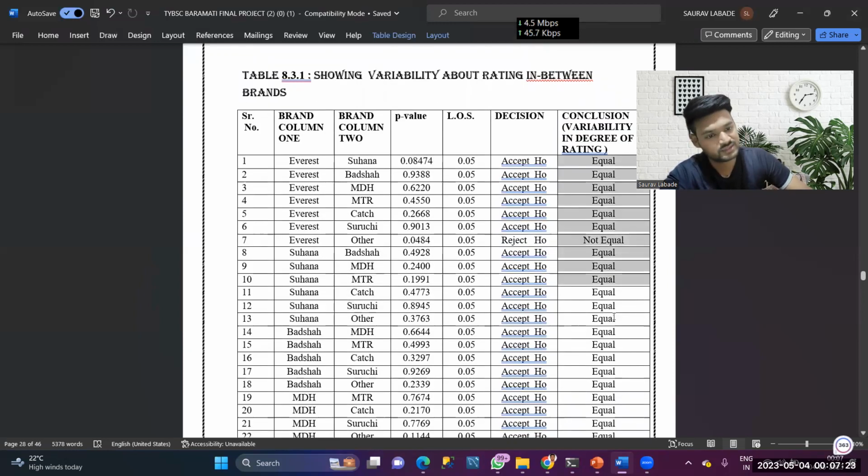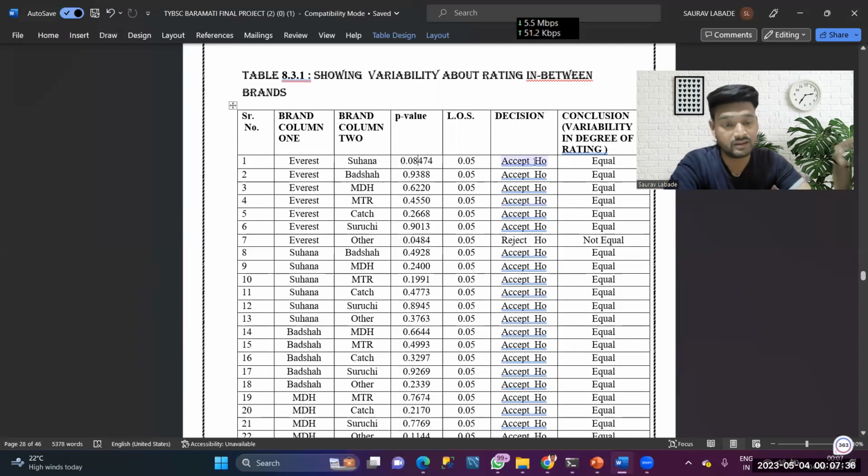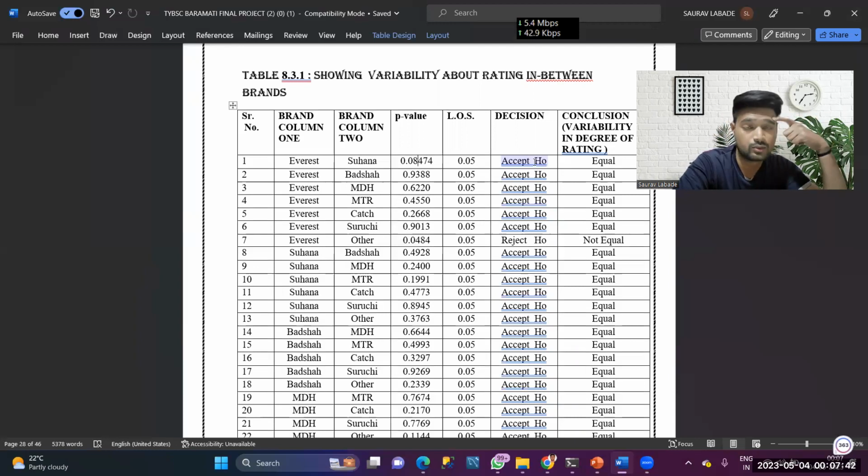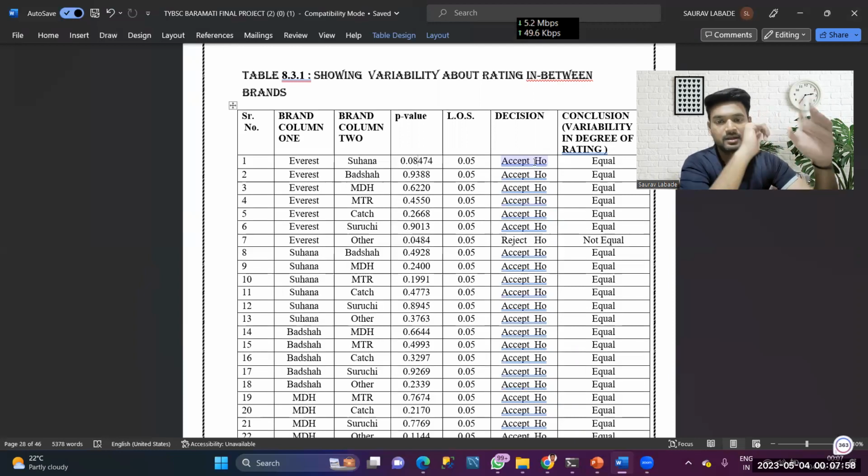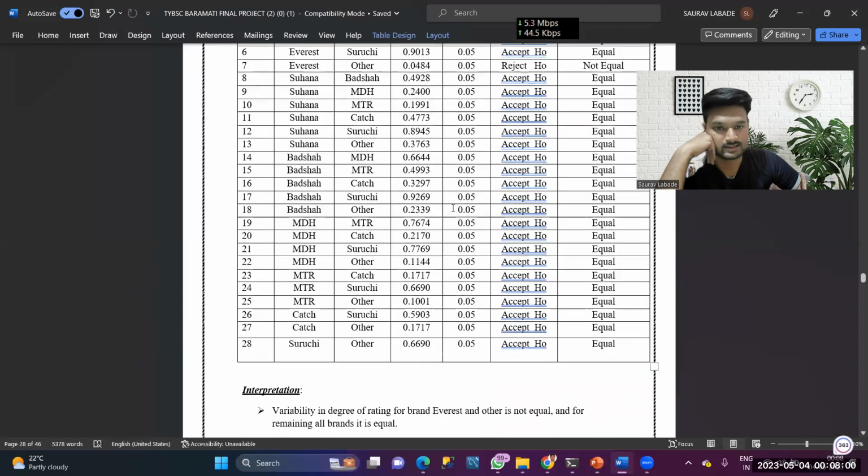So here I will use the P value and compare that P value with the level of significance. If this P value is greater, then we accept, otherwise reject. If the null hypothesis gets accepted, that means the variance of the two brands, brand Everest and the other brand, whichever it may be, is the same; otherwise it is not the same. That is the simple conclusion of this test.